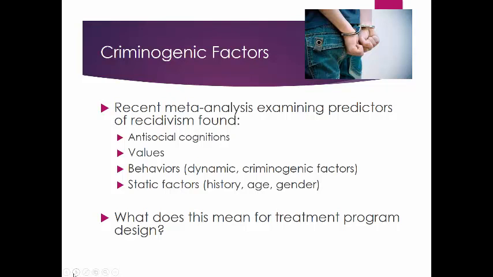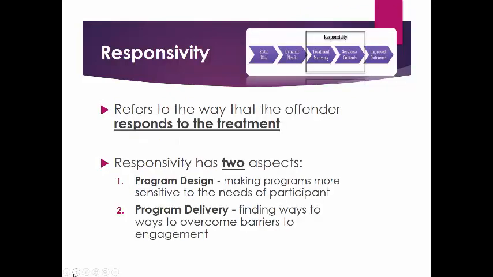So when you think about designing an effective correctional treatment program, what does that mean then? Basically, it means that those are the things that you want to target, right? The things that research is showing are related to recidivism. So those are the things that we want to address. And in this course, we're going to talk about how we're going to address those things and make those changes.